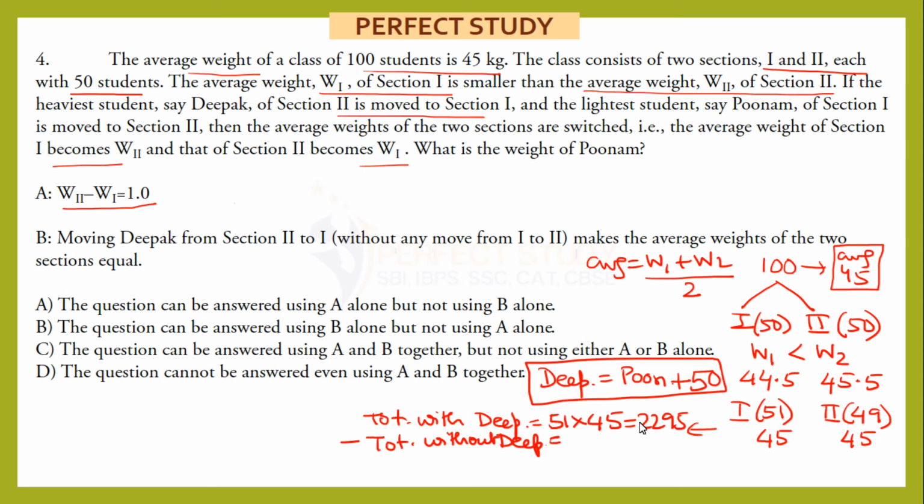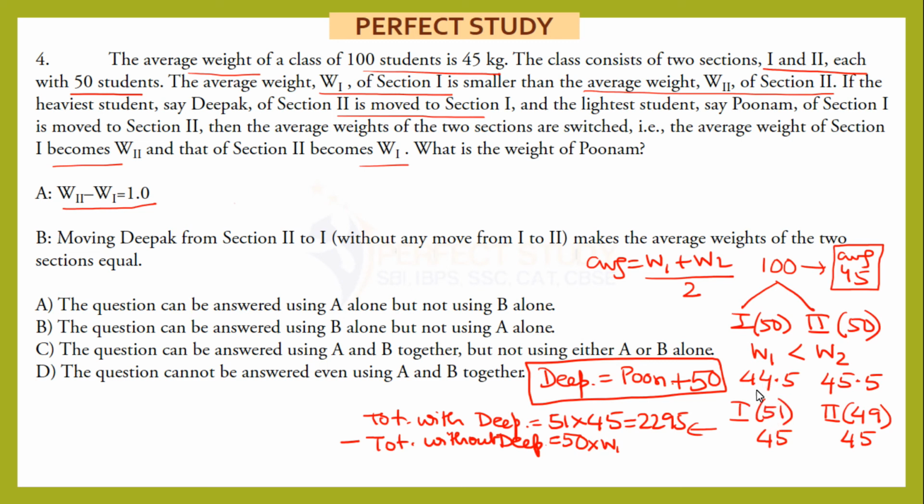Now because I don't know W1, what I will get here is 50 into W1, which I don't know the value of, so I can't subtract and get Deepak's value. And if I can't get Deepak's value, there is no question of getting Poonam's value also. That is not possible, right? So statement B individually also does not solve the problem. Now can we combine it?